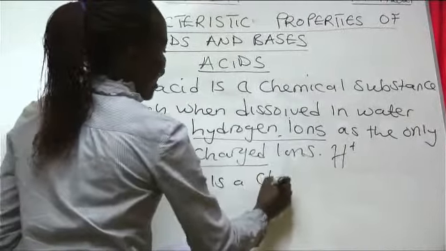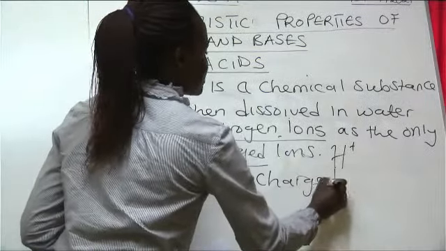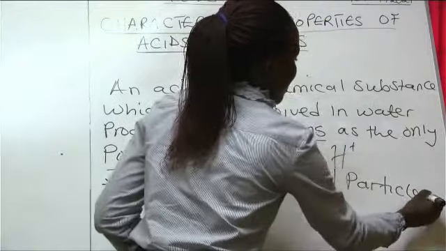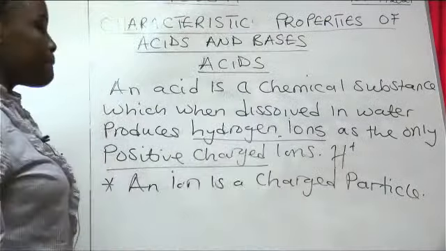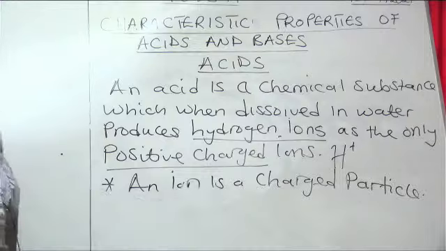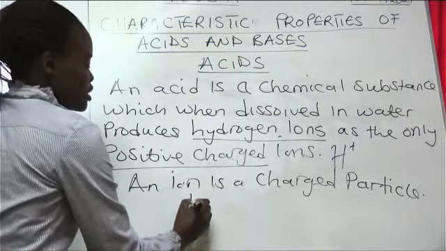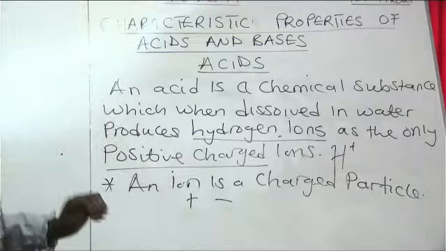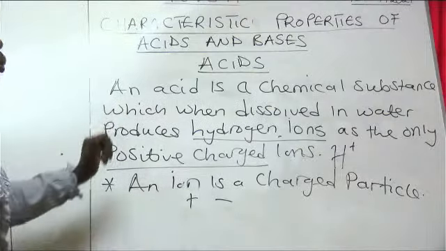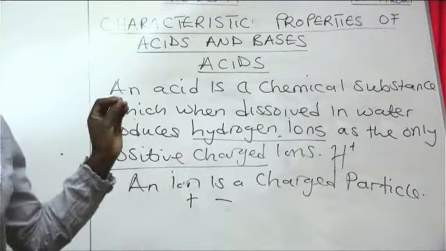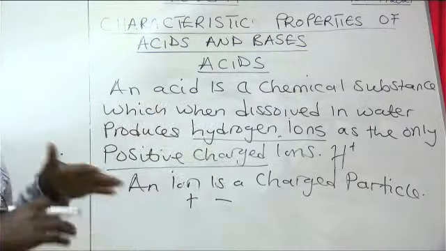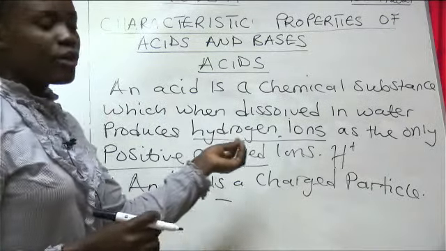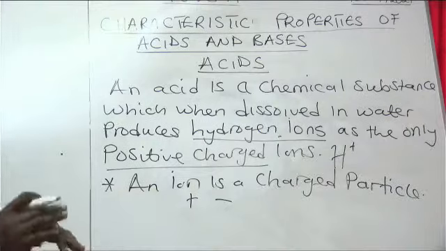An ion is a charged particle. When we say charged particle, we simply mean it can either be positively charged or negatively charged. So an acid will produce hydrogen ions that are positively charged. So when you dissolve an acid in water, it produces hydrogen ions which are positively charged.